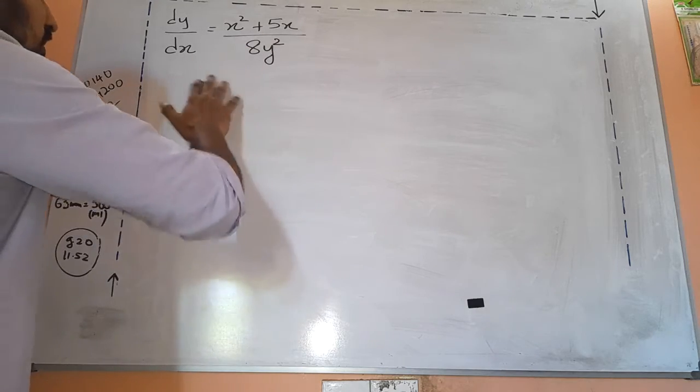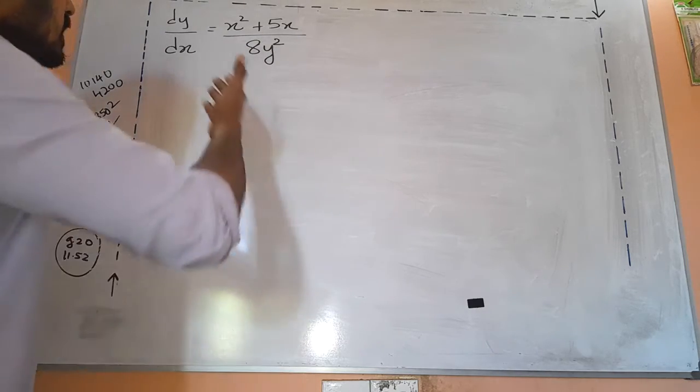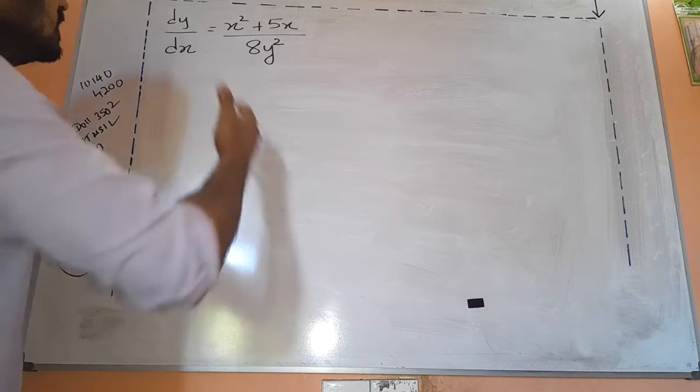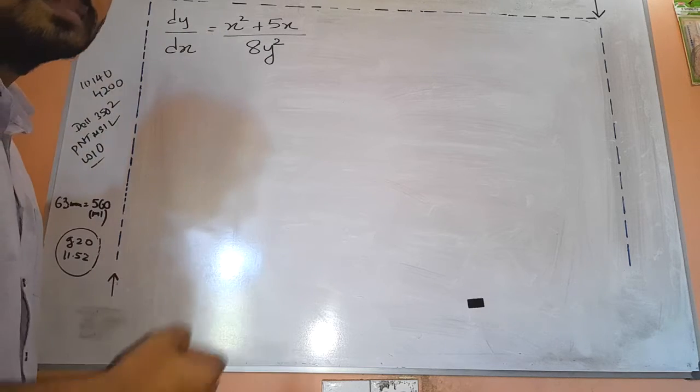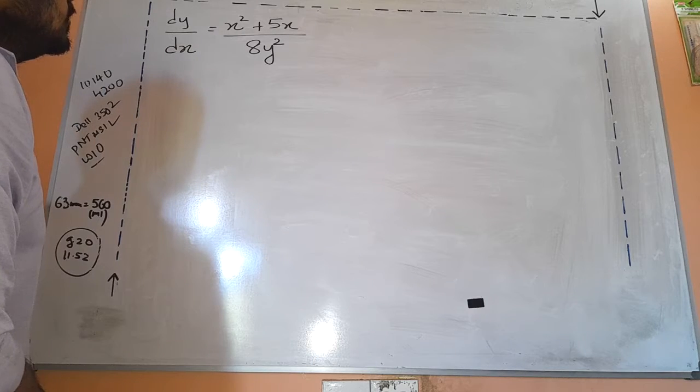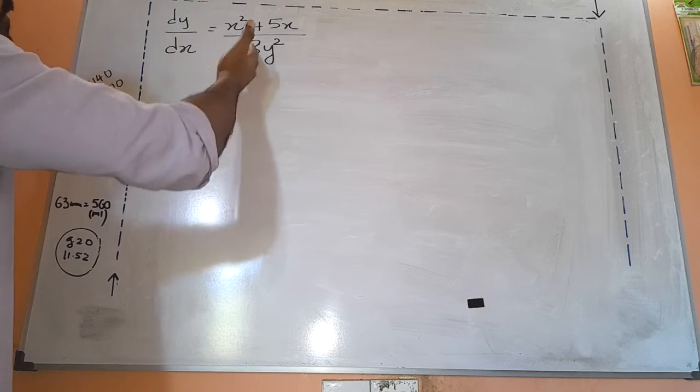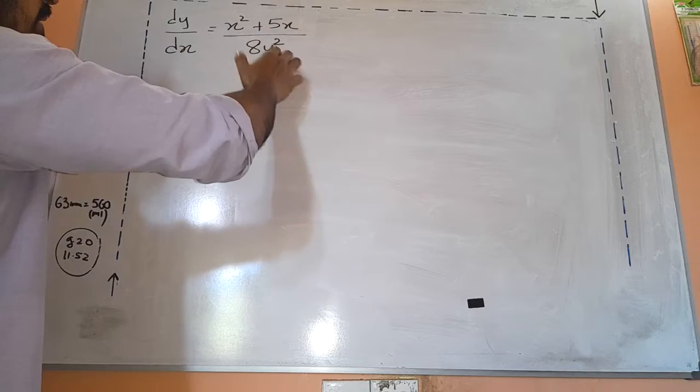So today we are going to discuss the solving of a differential equation. Now this is a first order differential equation. That means the function is differentiated only once, right? So dy by dx equals (x squared plus 5x) divided by 8y squared.